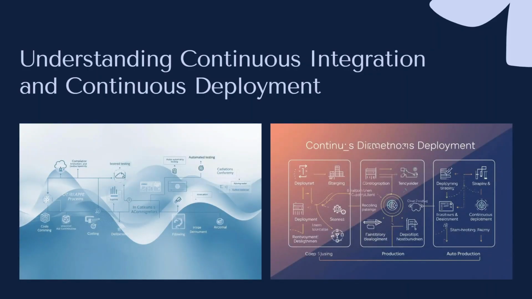CI versus CD. Before we build anything, let's anchor the basics. CI handles automated tests and validation for every commit. CD handles automated deployments to staging with a manual approval step. Continuous deployment goes one step further and pushes straight to production without human intervention. Simple idea, massive effect.